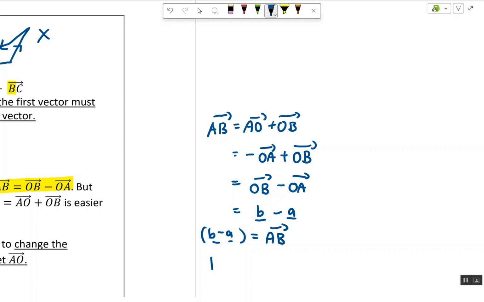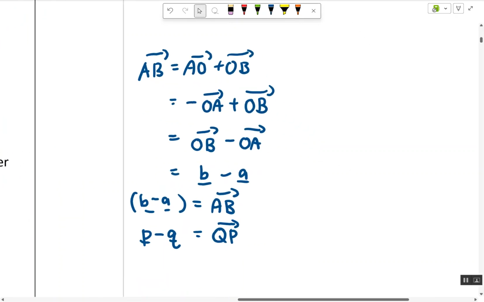What is P minus Q? Immediately you must identify this is called QP, because Q and P are with respect to O. Once you see C minus A, what must you know? Immediately you must know this is AC.